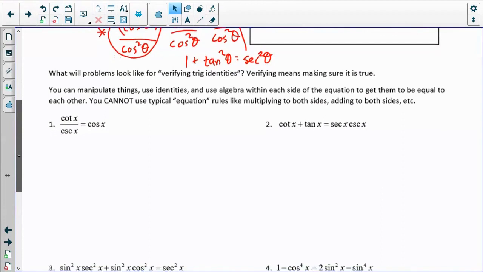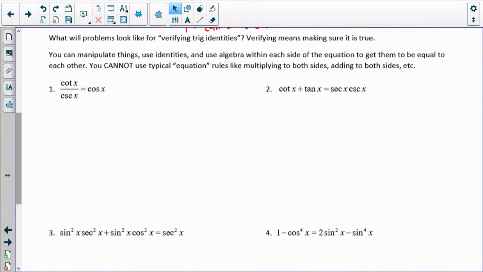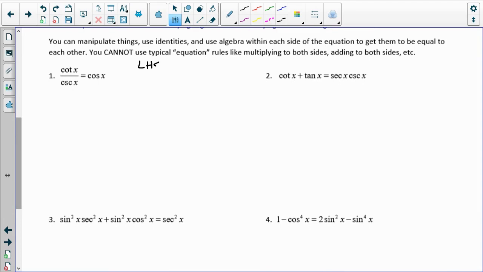So we talked about verifying trig identities. Verifying basically just means showing that it's true. It's basically a proof. So you can manipulate things, but you can't do typical equation rules like multiplying both sides, dividing both sides, or adding or subtracting on both sides. Basically, you can only work with one side at a time, and you're trying to get one side to look like the other one. So I'll just quickly do 4 examples to show you what it's going to look like. I'm only going to work with the left-hand side in number 1. Now, you can technically work with both sides, but you can't multiply the same thing to both sides. We may show an example of that later.